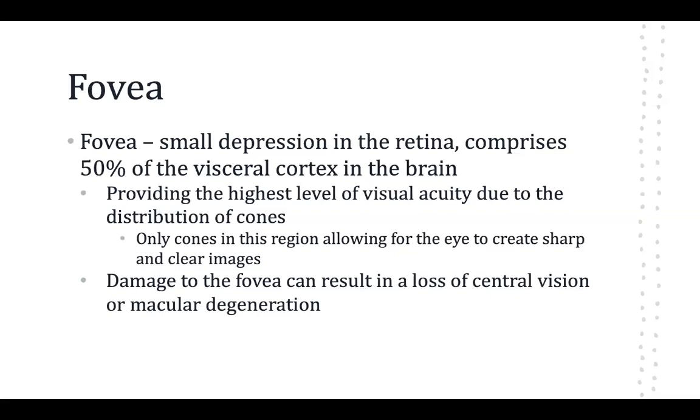So part of our eyes is also that fovea, which is the small depression in the retina, and it comprises about 50% of the visual cortex in the brain. So what this does is it provides the highest level of visual acuity due to the distribution of cones. And so those cones, again, help with our ability to see sharp and clear images.